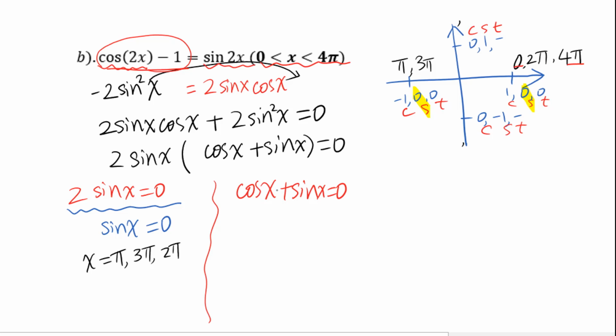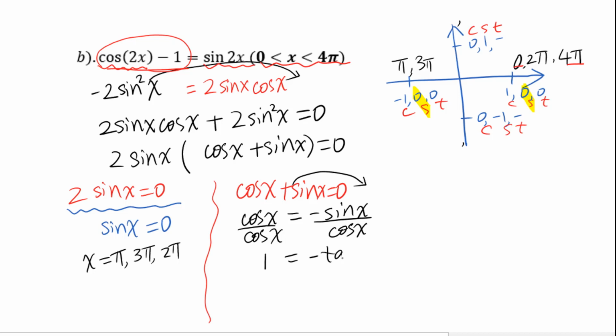Let's solve cosine x plus sine x equals 0. Move this one over here. You will get cosine x equals negative sine x. Divide by cosine x on both sides, you will get 1 equals negative tangent x. Isolate the tangent x, you will get tangent x equals negative 1.